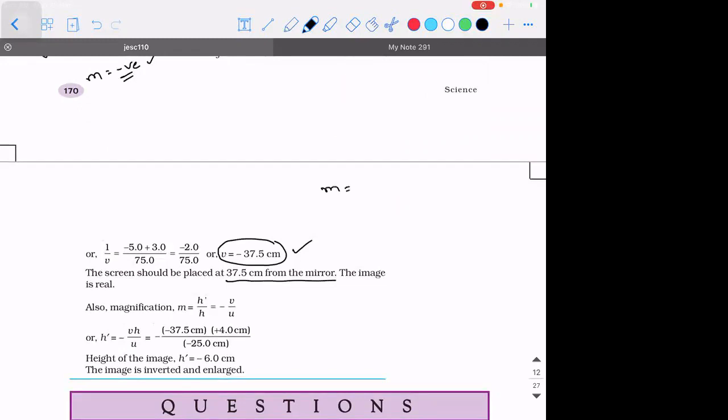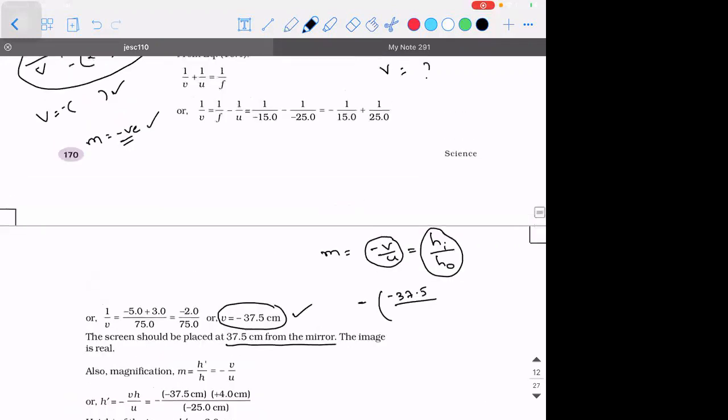So magnification, what is the formula? It is minus V by U, which is equal to height of the image divided by height of the object. Remember, minus V by U should be remembered. There is no sign in the formula. You have to apply the sign only after you introduce the values. So minus is in the formula. V is how much? Minus 37.5, divided by U, which is how much?